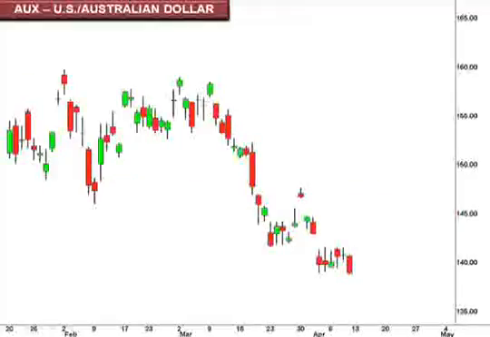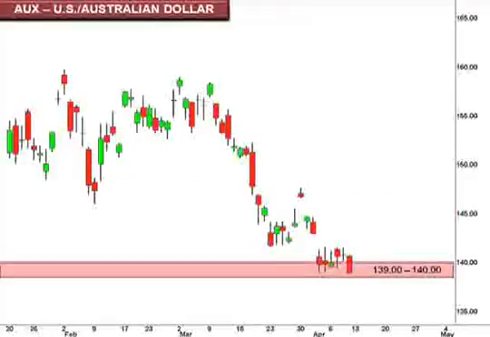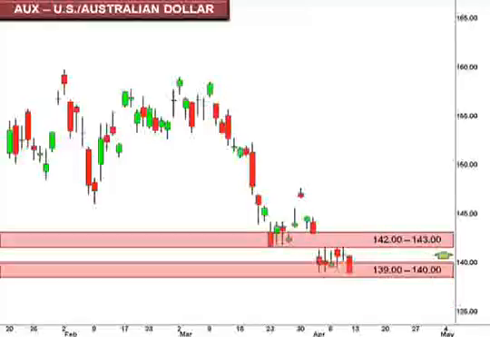Well, the AUX, the US versus the Australian dollar, is looking for support within that 139 to 140 focal zone. Now, after several attempts at finding support here, a break below is likely to yield a test down into that 136, 137 focal zone, which is a very, very significant support level in the bigger picture. A bounce here is likely going to still meet with some resistance within that 142, 143 range. So any suggestion that this may make an attempt to move higher must be confirmed by a break outside that 143 range.